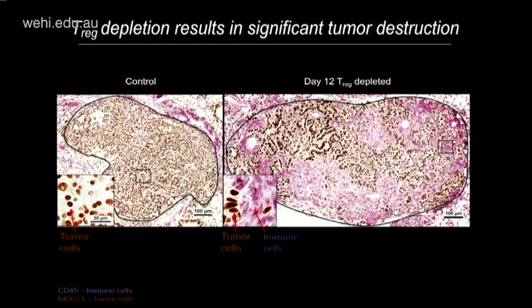And this is what it looks like histologically. This is a control tumor, nice and healthy tumor cell stained in brown. And this is following Treg depletion. Again, you can see substantial loss of tumor cells and effacement of lymphoid cells.